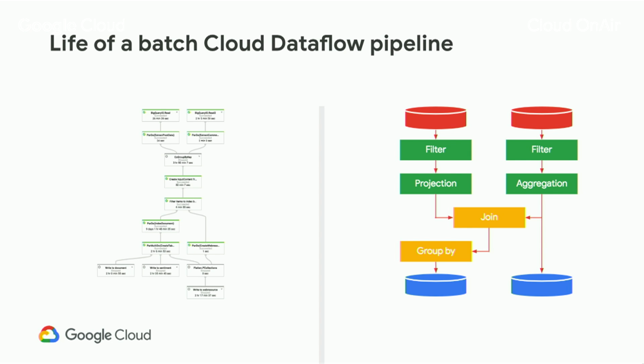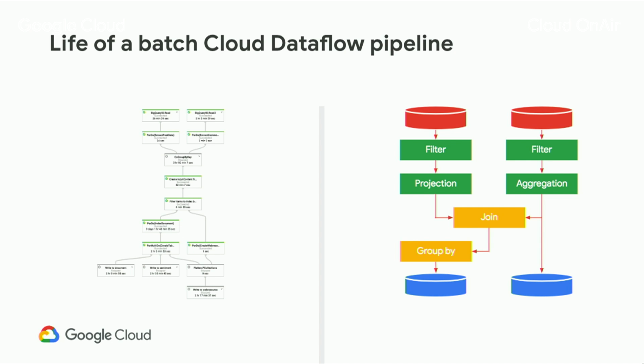On the left-hand side, I have the graph of a Cloud Dataflow pipeline. It's what we call a directed acyclic graph, with stages and edges connecting these stages as data flows from top to bottom. On the right-hand side, I have a more simplified representation of this graph. We have data sources. We have data transformations, these are the green boxes. They can be either filtering or projections, aggregations. We also have join and group by operations, and we have sinks, data sinks into which we write results.